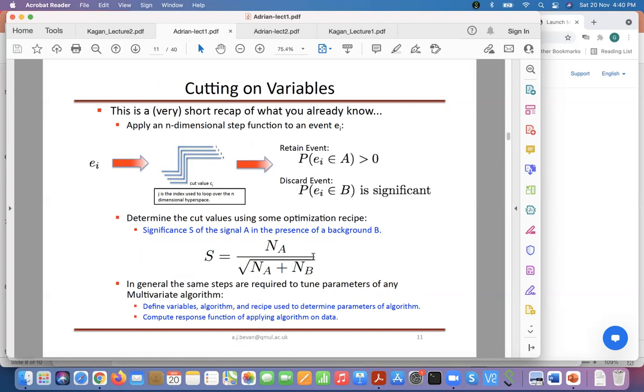Can you see my slide in reasonable shape, or do you want me to make it full screen? Yes, sir, it is visible.